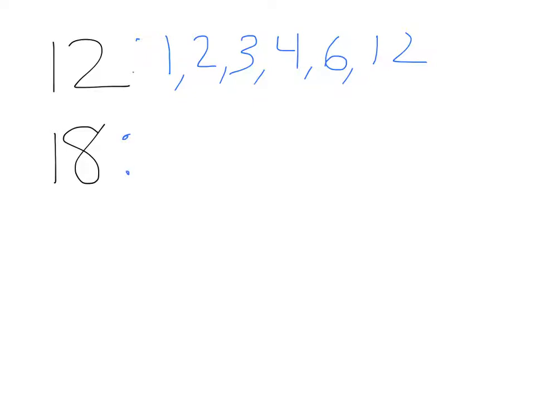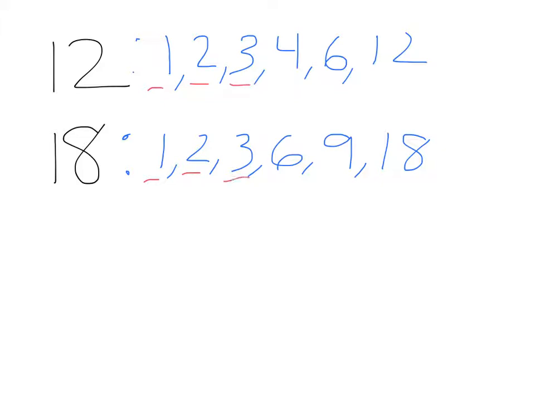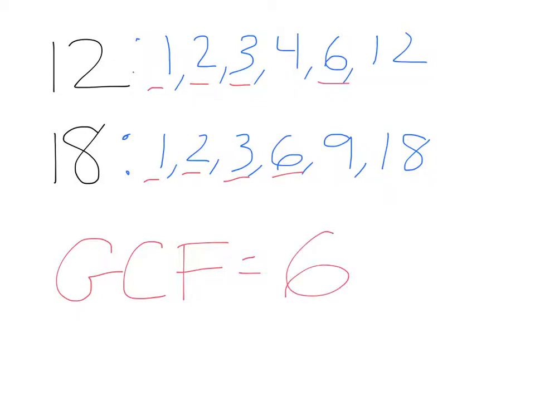When I look at 18, I know 1 is a factor, 2 is a factor, 3 is a factor, 6 is a factor, 9 is a factor, and 18 is a factor. Those are all the numbers that go into those two numbers evenly. When I'm talking about common, they both have a 1 in common, they have a 2 in common, they have a 3 in common, they have a 6 in common. But when I want to know what the greatest common factor is, well, the greatest common factor obviously would be 6. Now, that's how you probably learned how to do this problem.